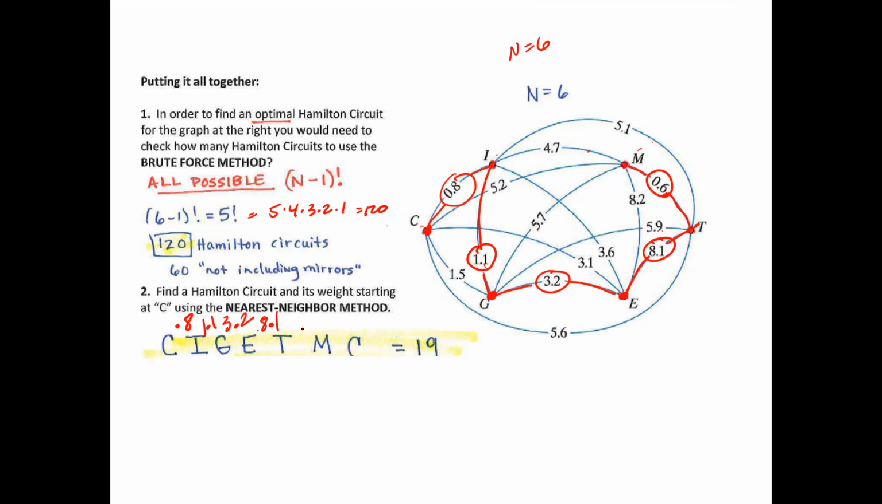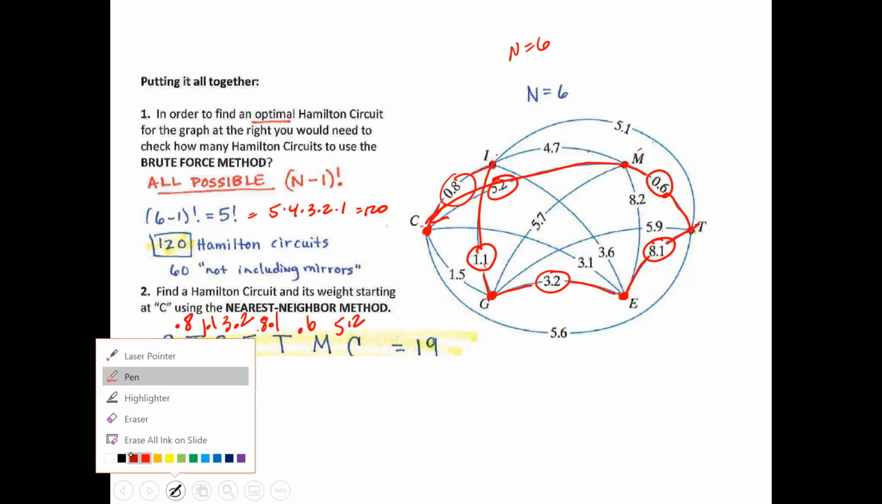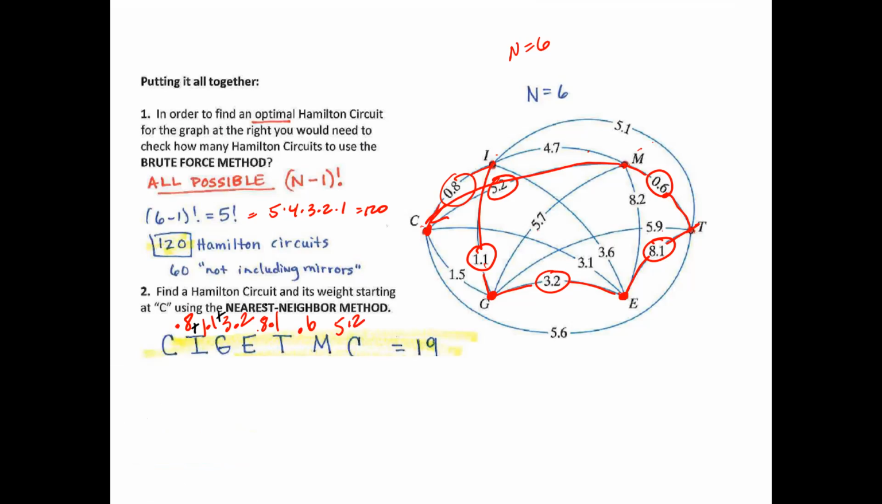So 0.6, and then M goes all the way back to C at 5.2. So when you add everything here together, so you have 8.8 plus 1.1 plus 3.2, 8.1, 0.6, 5.2, it doesn't give you a 19.